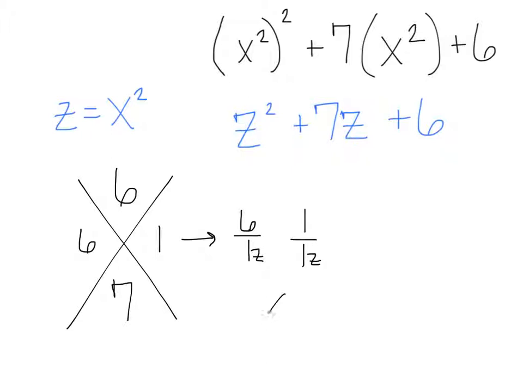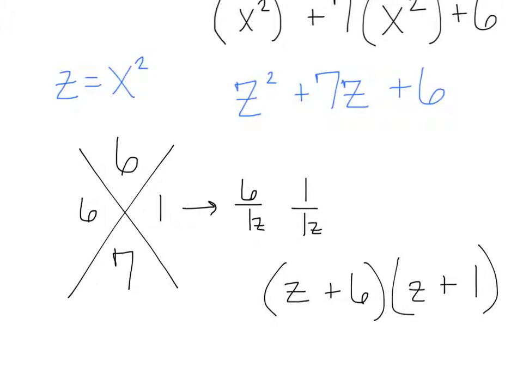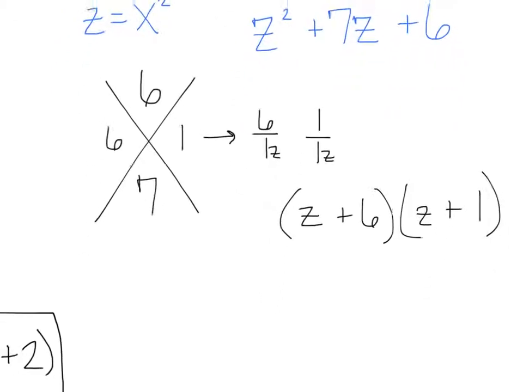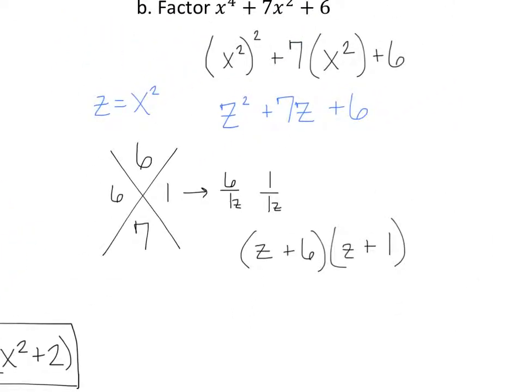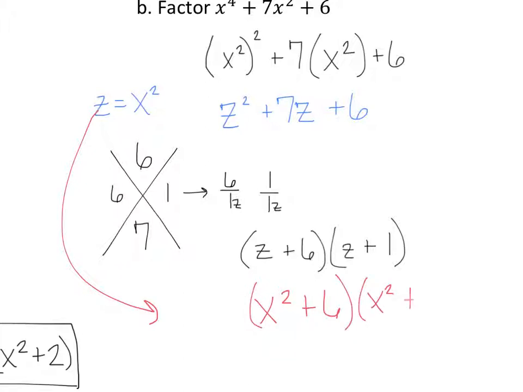So my factors are what? Z plus 6 and z plus 1. Okay, that's it. No, we didn't start the problem with z's, so we can't end it with z's. x squared plus 6 and x squared plus 1. Do you have any perfect squares? No. Nope. So these are done.